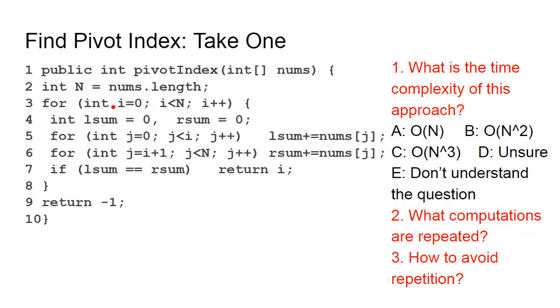We have an outer loop that goes over all possible indices from 0 to n-1. Within the loop, we compute the left sum and the right sum, where the left sum is the sum of all the numbers to the left, and the right sum is the sum of all the numbers to the right. When they are equal, we return the index. If the loop ends without us returning any index, then that means a pivot index does not exist, so we return -1. So the question is, what is the time complexity of this approach?